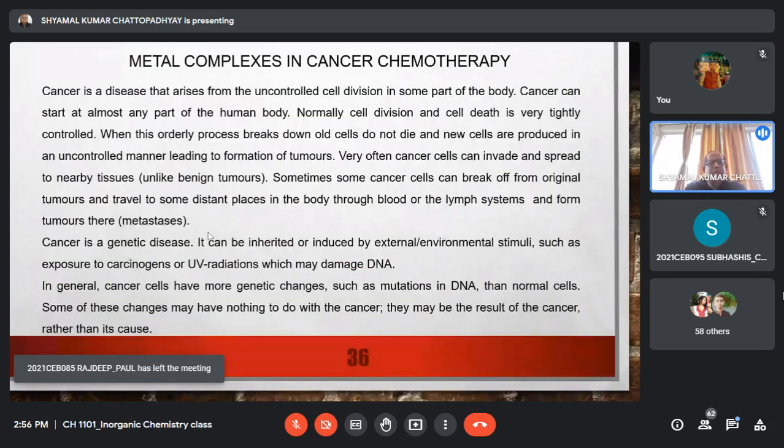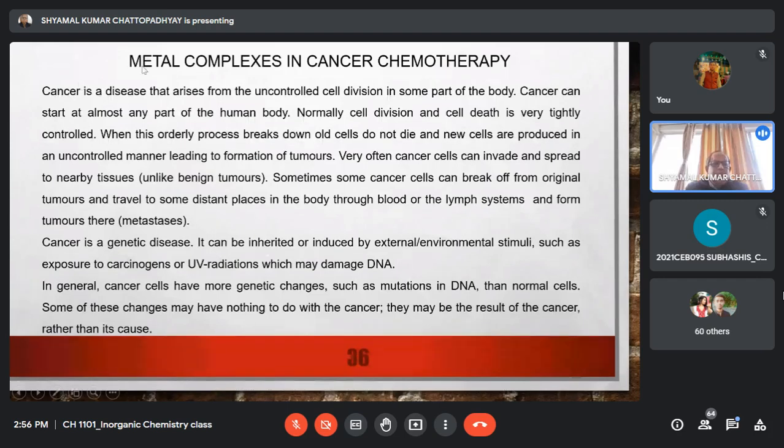Next, we shall pass on to probably the most important application of metal complexes in medicine. That is metal complexes in cancer chemotherapy, right? So maybe I shall just give an introduction today, and then we shall discuss it later, because today I have a meeting, so I will leave somewhat early, about 10 to 15 minutes early.